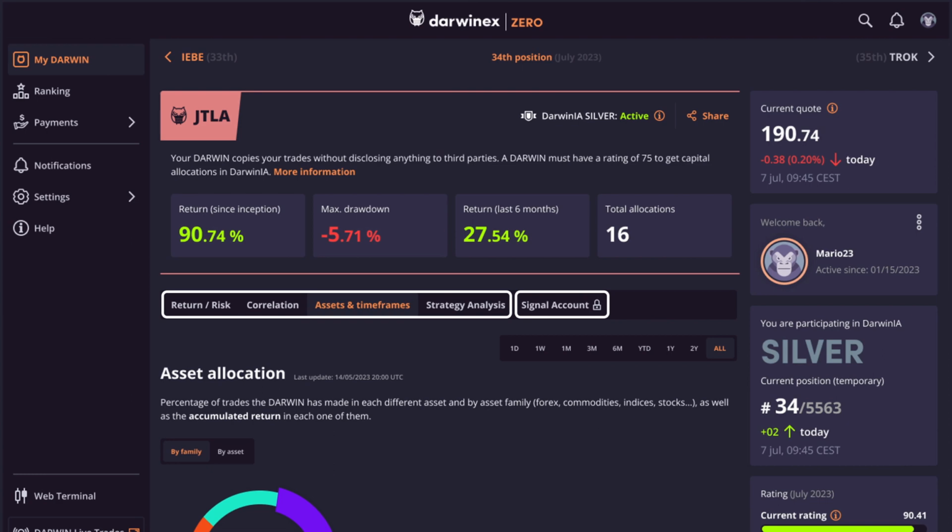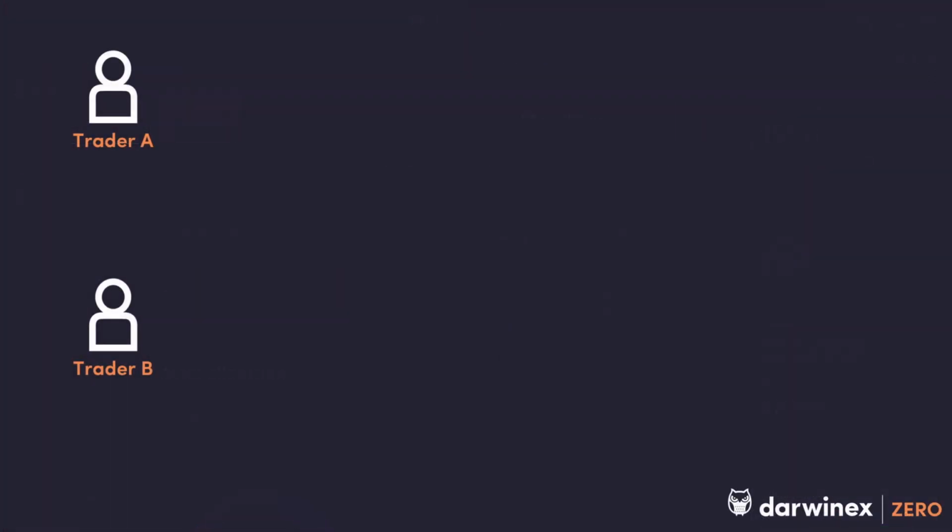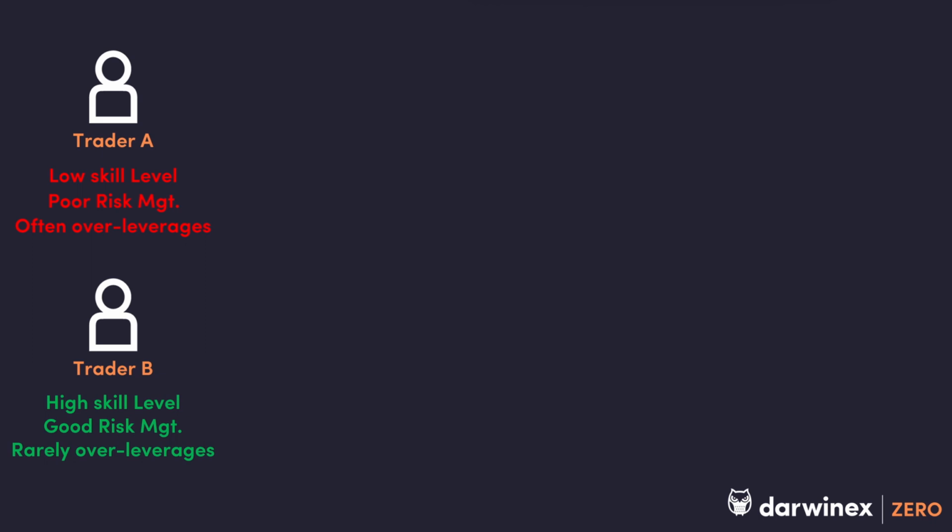The first question to answer is, why is it beneficial to perform this risk adjustment? The best way to illustrate this is by using an example. Let's imagine 2 fictitious traders. We'll call them Trader A and Trader B. Trader A has a relatively low skill level when it comes to trading, and they don't manage risk particularly well on their account. Furthermore, they have a tendency to often over-leverage on some of their positions, putting their account at higher risk. Trader B, on the other hand, is quite the opposite. They are a highly skilled trader, they manage risk well, and very rarely use inappropriate over-leveraging.